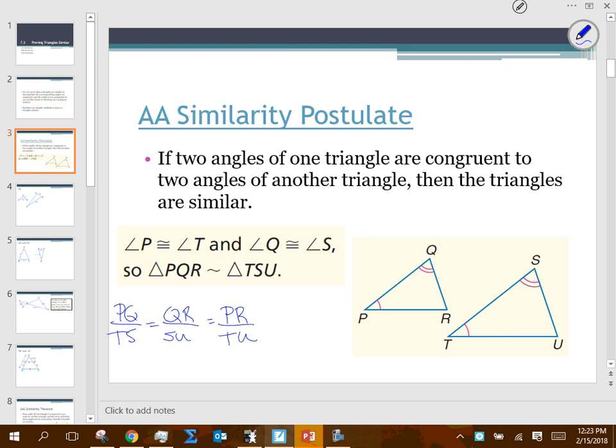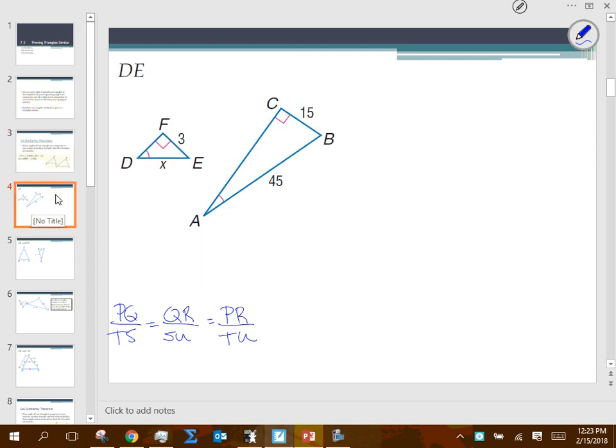Okay. That's going to eventually allow us to find some missing values and a lot of the problems that we're going to deal with. You've heard me say it before. I'm going to say it again, though. We're going to go on to a lot of things in this course that are developed and proven through the use of similarity. We're going to talk about altitudes of right triangles. We're going to talk about sine, cosine, and tangent on your calculators and what those things all do for us. But they exist because of similarity.